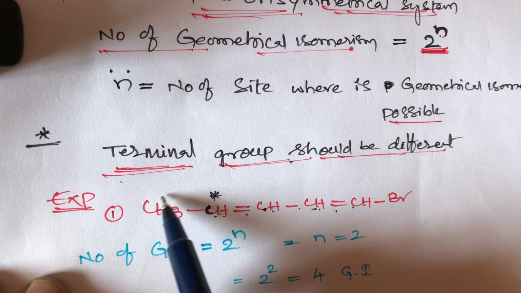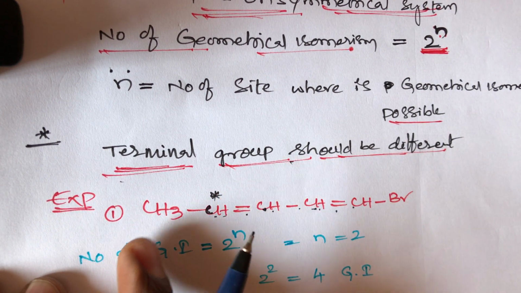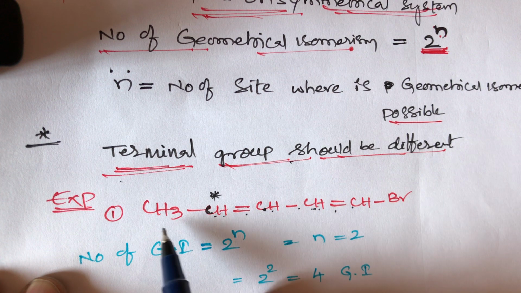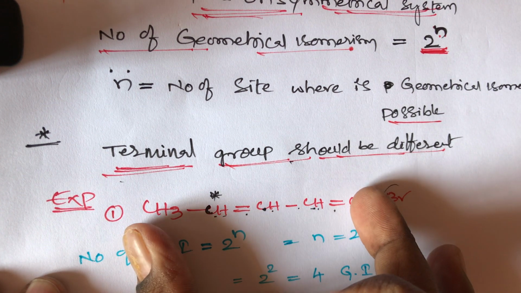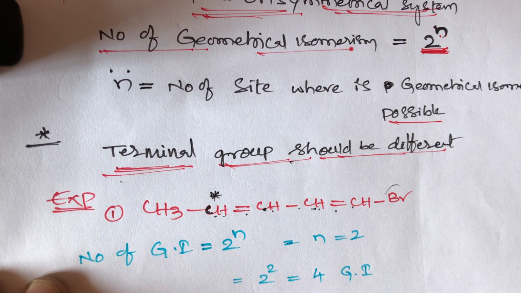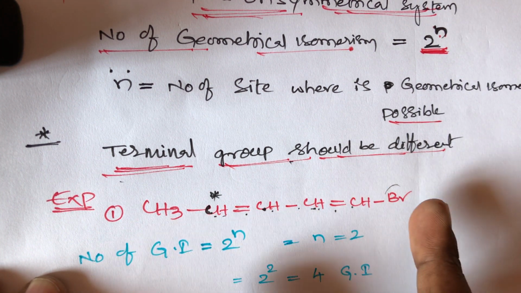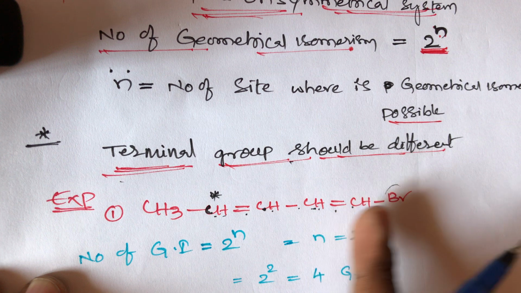So our simple trick is that terminal groups should be different. This CH3 group is the terminal group on the left-hand side, and on the right-hand side the terminal group is Br. So these are also different. Both terminal groups are different. This is the main important point, students. So in an unsymmetrical system, to find the geometrical isomers, the first condition is that the terminal groups should be different.